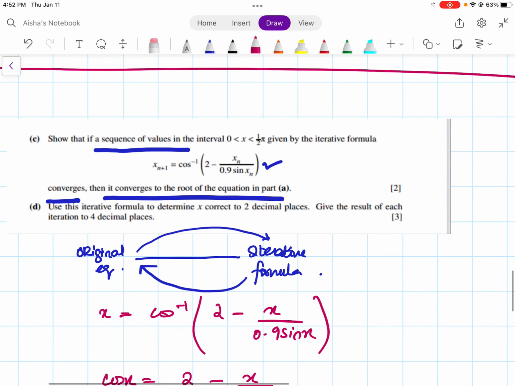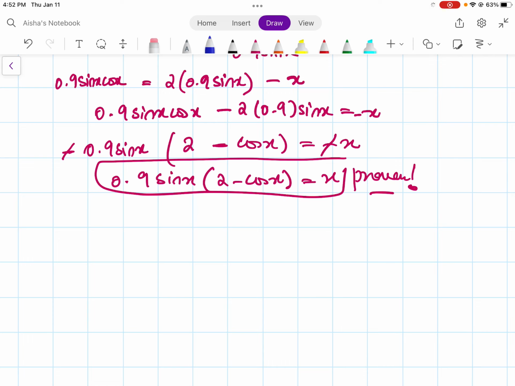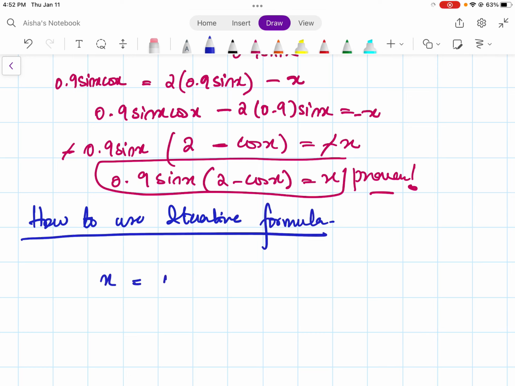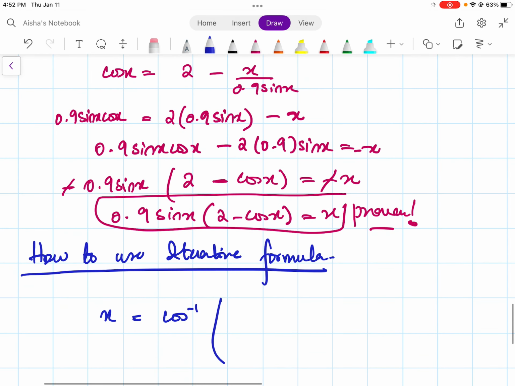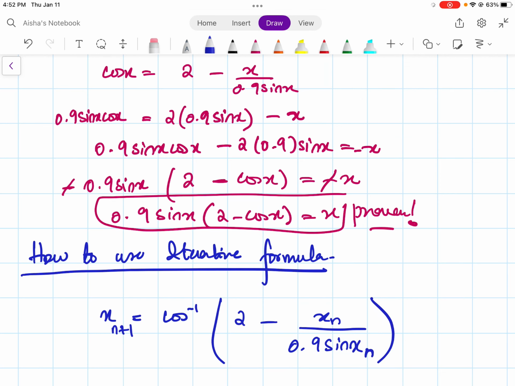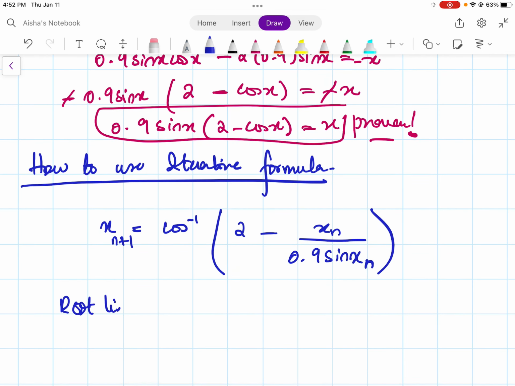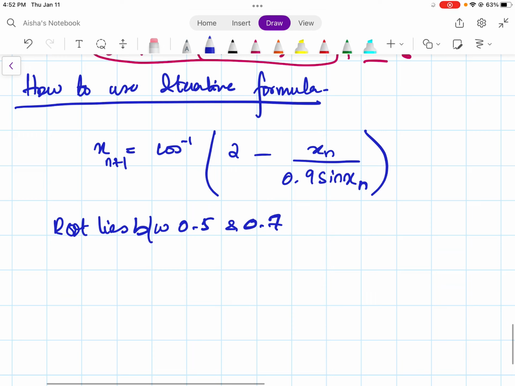Use this iterative formula to determine x correct to the given decimal places. Now, how to use the iterative formula? That's the question. My iterative formula is cos inverse of (2 minus x) upon 0.9 sin x. You know that the root lies between 0.5 and 0.7. You can take any value as the first value of x. Can I take the first value of x as 0.5? Save it in the calculator as an answer. Okay? 0.5 would be saved as an answer first.